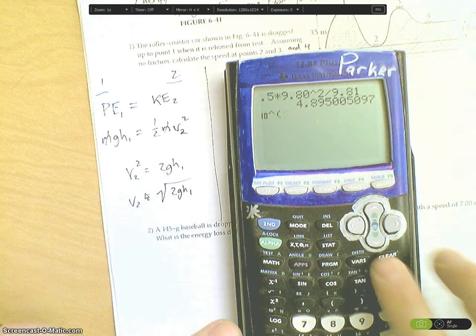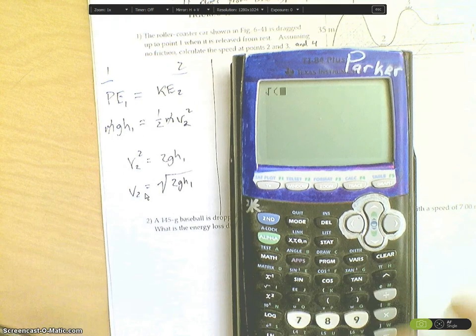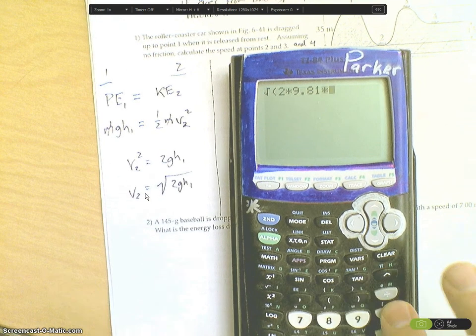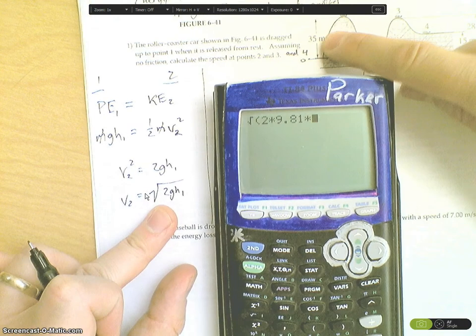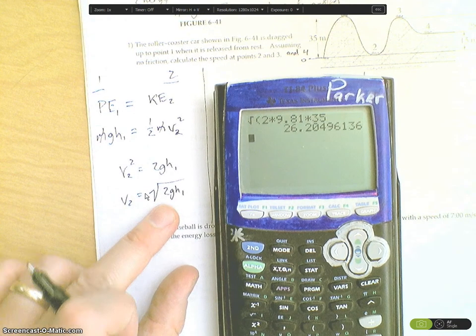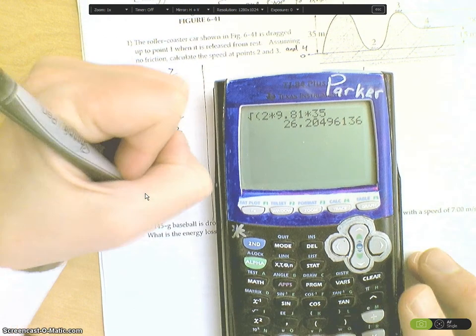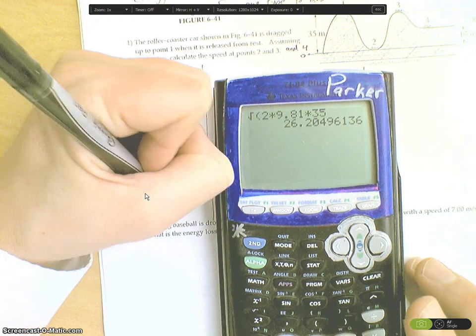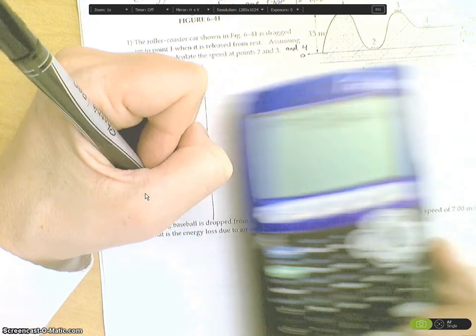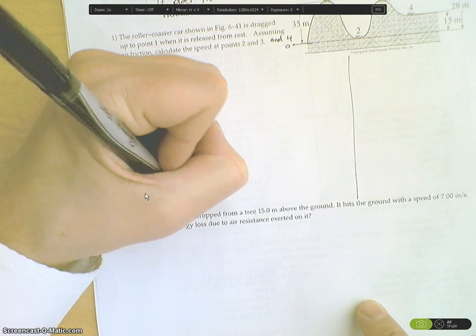Plug that into my calculator. Square root of 2 times 9.81 times the height at 1, which is 35. So the velocity at 2 is equal to 26.2, or we'll just leave it at 26 meters per second.